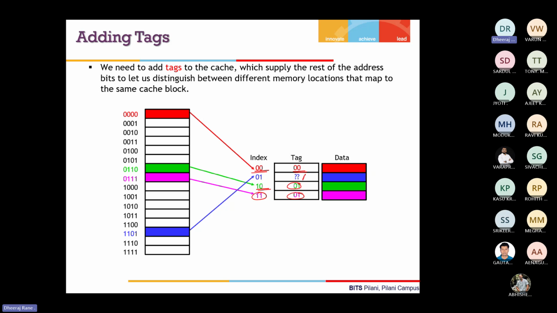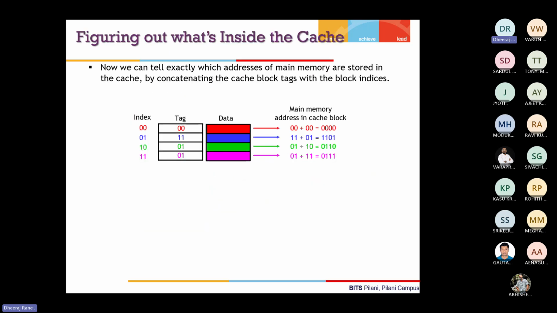Because the arrow is already drawn, this is 01. So these tag bits should be 11, right? Just see the block. This is the line number. This is already there. And if we have to assure that this block is the same, then ultimately the tag bit should be 11. We will try to understand it this way, right? Once we have both the tag bits and index bits in common, we can tell which main memory block is there.